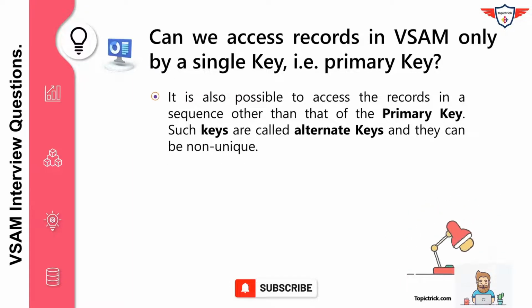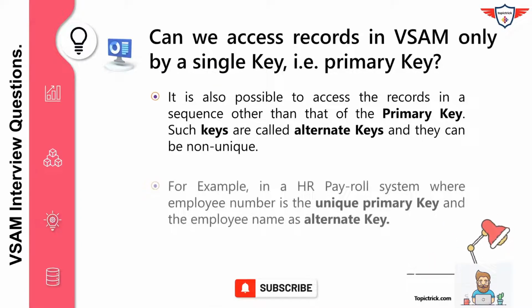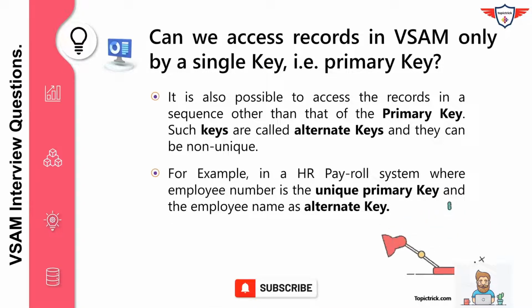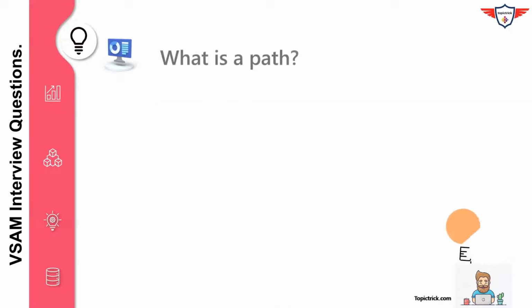Can we access records in VSAM only by a single key, that is, a primary key? It is also possible to access the records in a sequence other than that of the primary key. Such keys are called alternate keys, and they can be non-unique. For example, in an HR payroll system where employee number is the unique primary key, and the employee name is the alternate key.